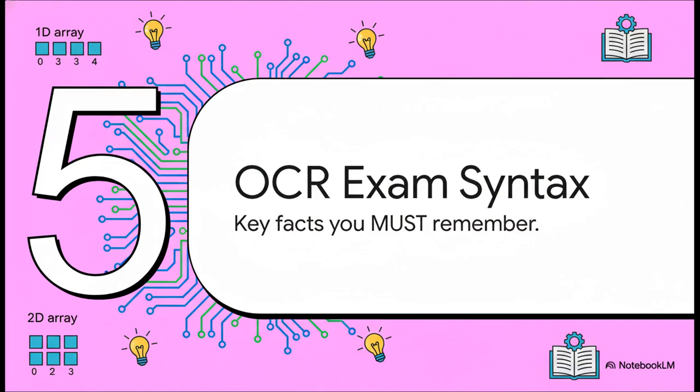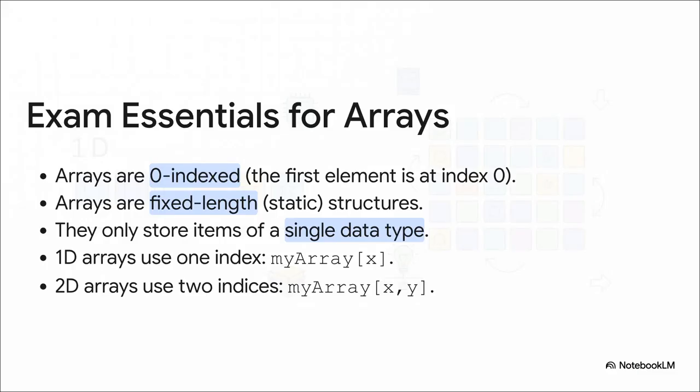Okay, let's lock all of this knowledge in. Section 5 is all about the absolute key facts you have got to remember for your exam. These points are straight from the OCR specifications, so they're pure gold. Let's do a quick rapid-fire recap. 1. Arrays are 0 indexed. I've said it a lot because it's that important. The first element is at index 0.